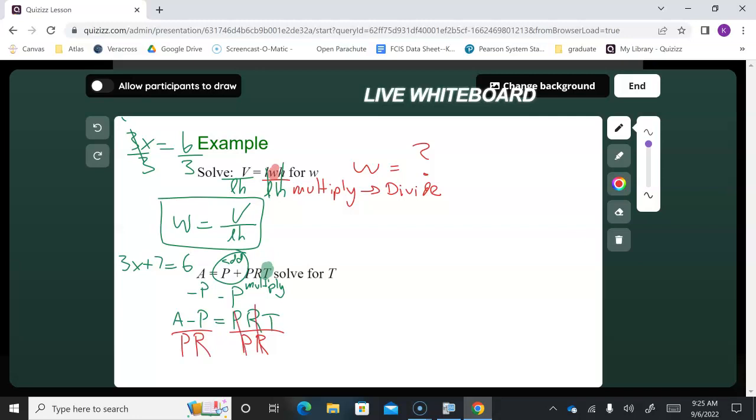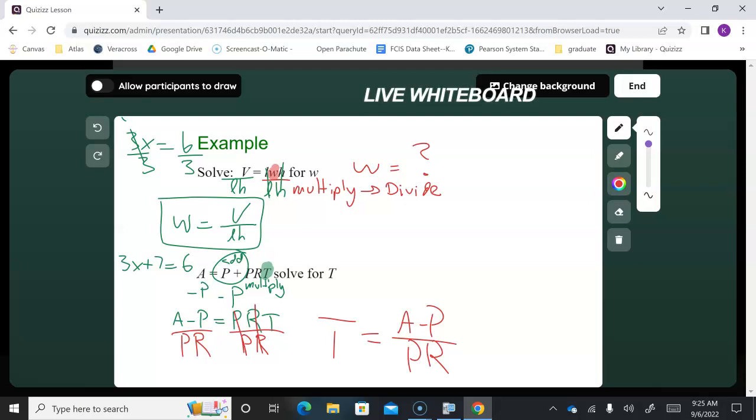So here, P and R will simplify. P divided by P is 1, R divided by R is 1. So I'm left with just the T. And then I have my numerator, A minus P, and my denominator, PR.